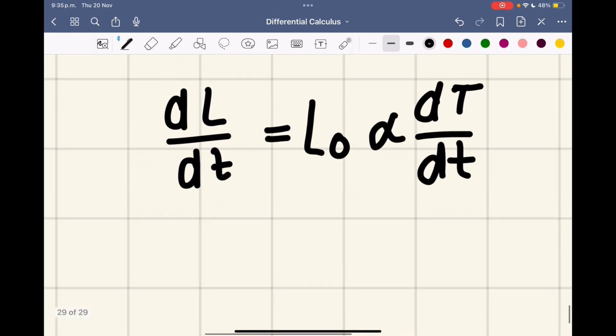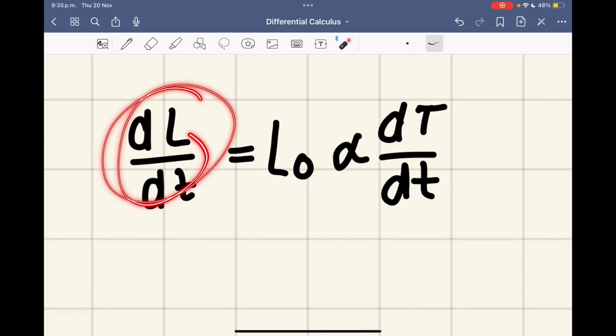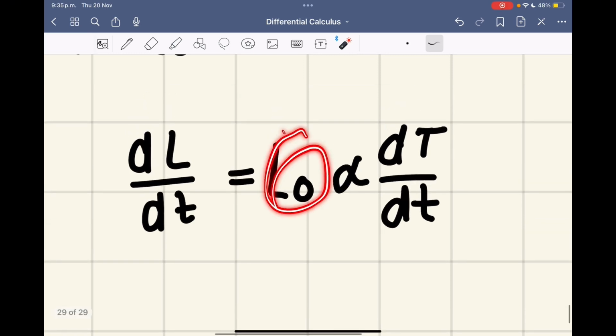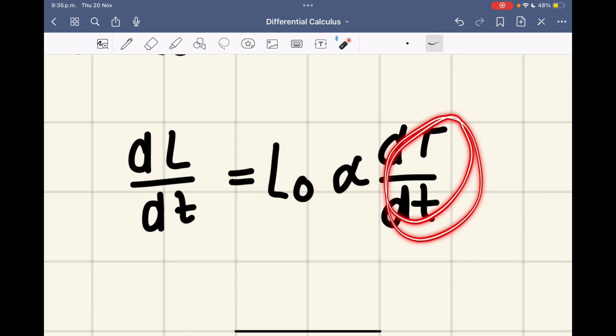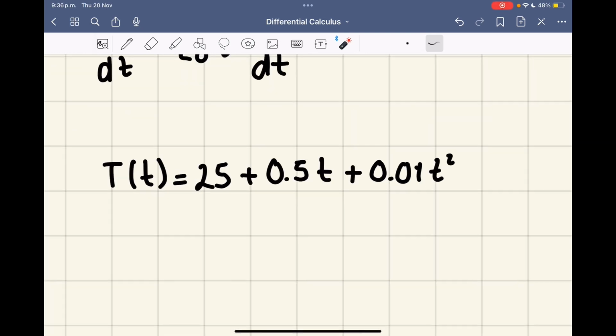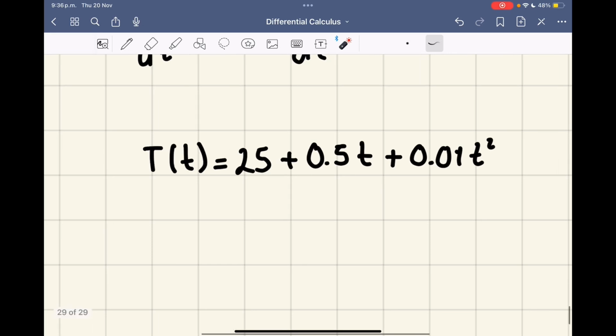What does this mean? The speed at which the pipe grows is found by multiplying three things. First, we have how long the pipe is, then how much the material naturally expands, and then how fast the temperature is rising. Now what we have to do is to find the rate of heating. So we are given the temperature function, which is this one right here, and we need its derivative dT over dt, which tells us how fast the temperature is rising at any moment.